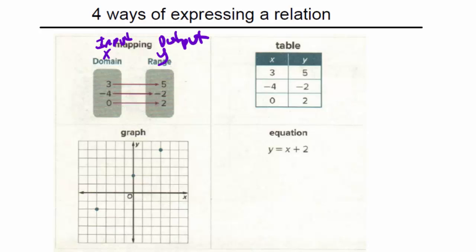So 3 to 5, which I could call 3, 5 as an ordered pair. -4 maps to -2, which would be -4, -2. And then the 0 maps to the 2, so I'd call that 0, 2.